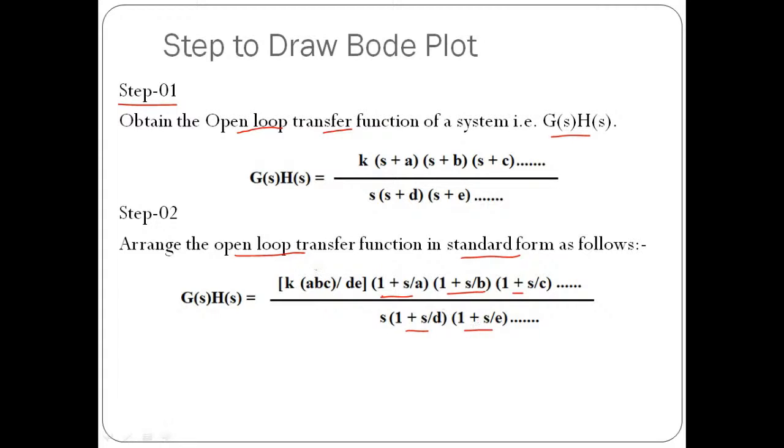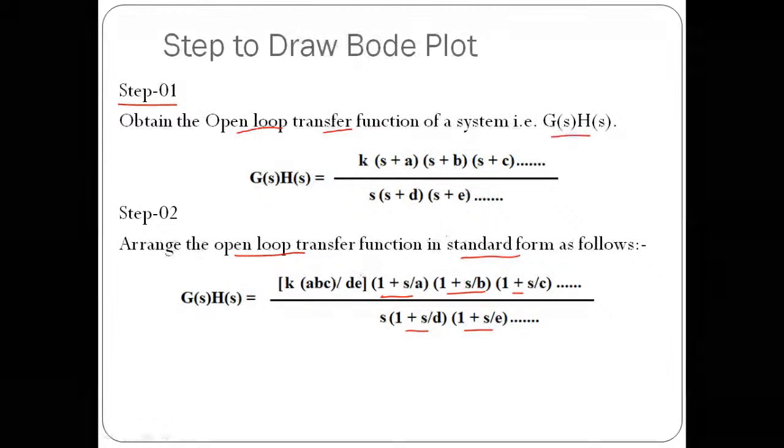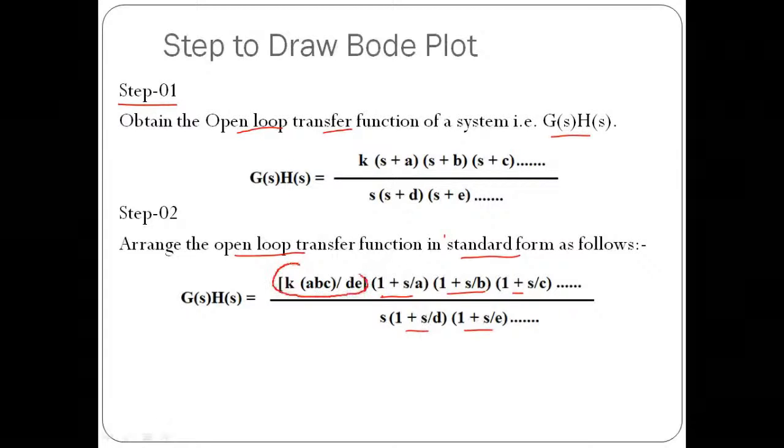Whatever constant you have taken while arranging the open loop transfer function into standard form will be your overall gain, which will be a combination of gain followed by the constant coefficients corresponding to poles and to the zeros. That is important. So this will be your step number two. We need to arrange the open loop transfer function into a standard form.